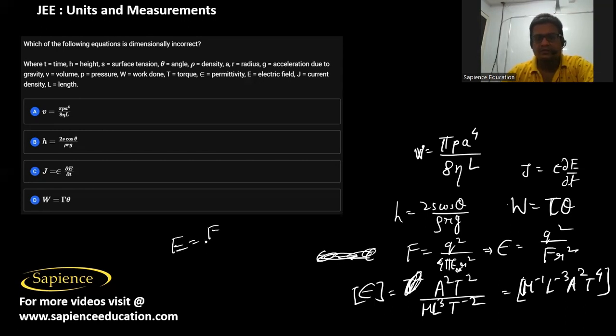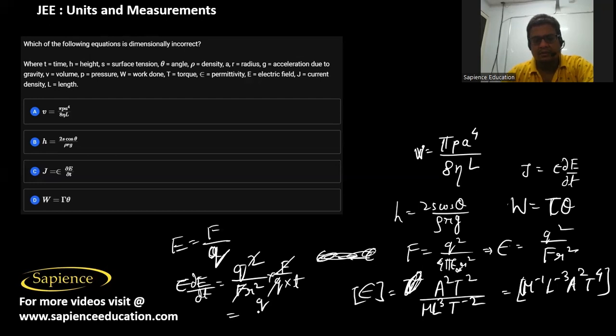And then dE by dt. E is actually F by q, force by charge, and t is there. So now if you do epsilon naught dE by dt, that will be equal to q square by F r square into F by q into 1 by t. So q and q will cancel, F and F will cancel. So that is coming q by r square into t. So it is q by t, current, by r square. It is coming current by area. So it is same as the current density. So this one is dimensionally correct.